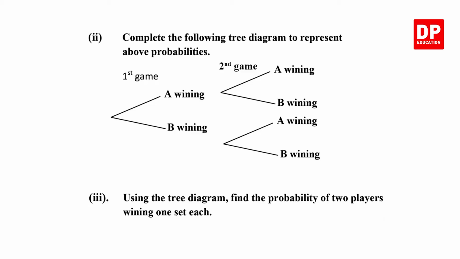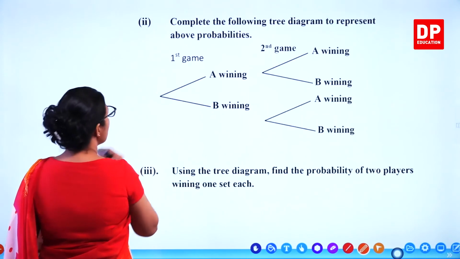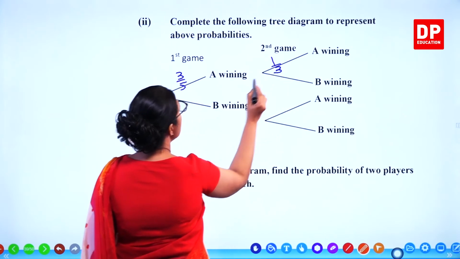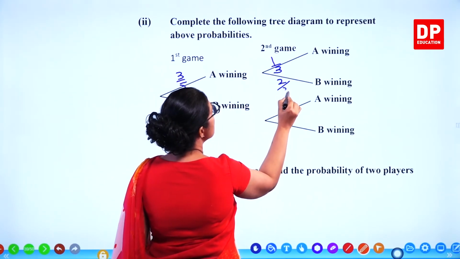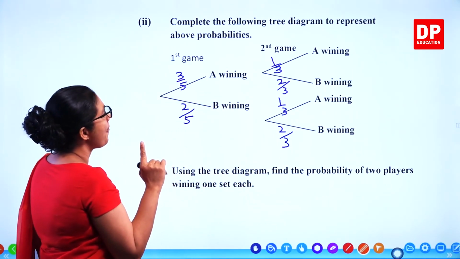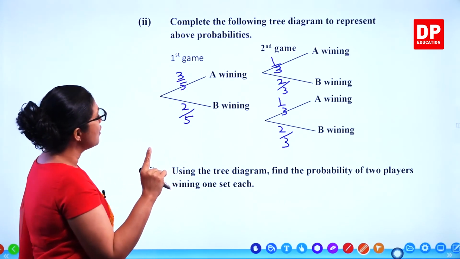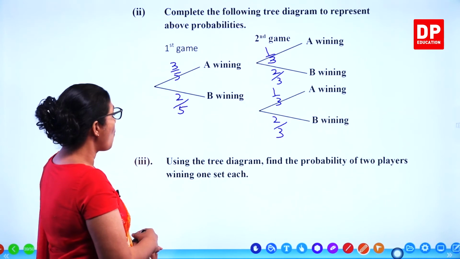Complete the following tree diagram to represent above probabilities. So, we got 3/5 and 1/3. So, 3/5, 1/3, A winning. So, the opposite 2/5 and 2/3. 1/3, 2/3. So, that's the complete tree diagram. Third part, using the tree diagram, find the probability of two players winning one set each.